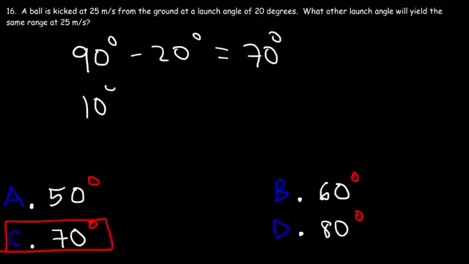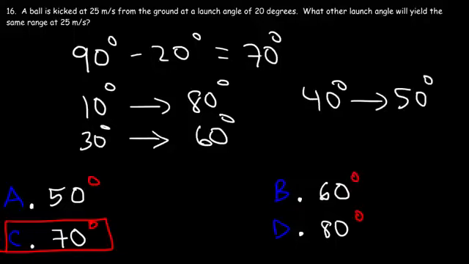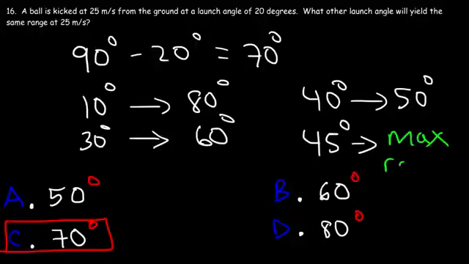So a 10-degree launch angle will have the same range as an 80-degree launch angle because 10 plus 80 adds up to 90. A 30-degree launch angle will have the same range as a 60-degree launch angle. And a 40-degree angle will have the same range as a 50-degree launch angle. And by the way, make sure you know this. The maximum range occurs at a launch angle of 45. So that will give you a max range of any projectile whenever it's launched at that angle.